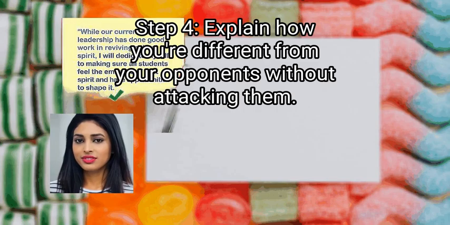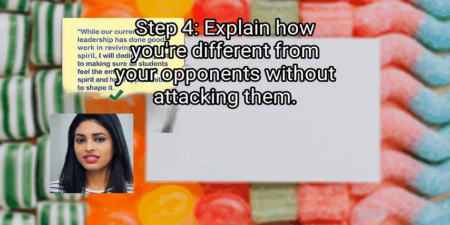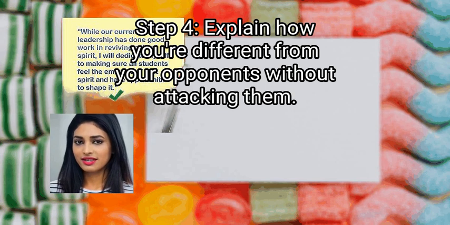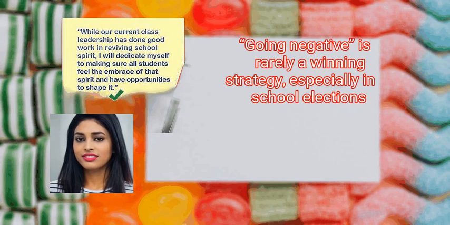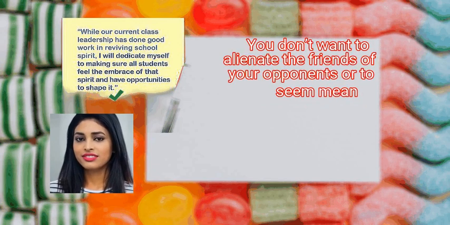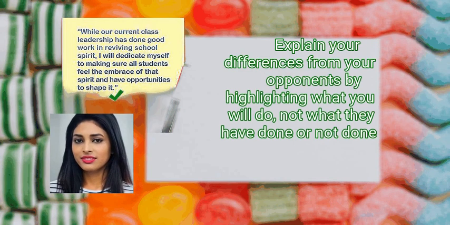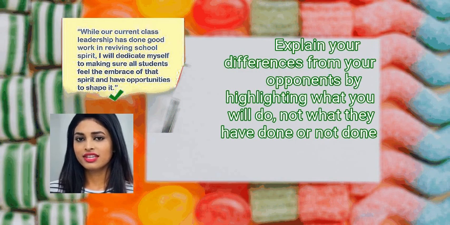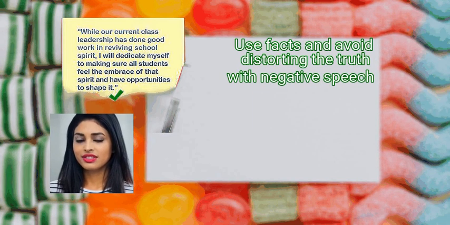Step 4. Explain how you're different from your opponents without attacking them. Going negative is rarely a winning strategy, especially in school elections. You don't want to alienate the friends of your opponents or to seem mean. Explain your differences from your opponents by highlighting what you will do, not what they have done or not done. Use facts and avoid distorting the truth with negative speech.